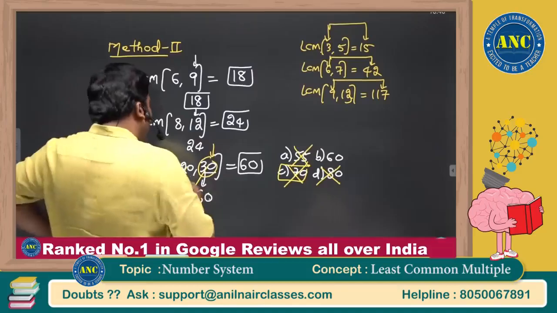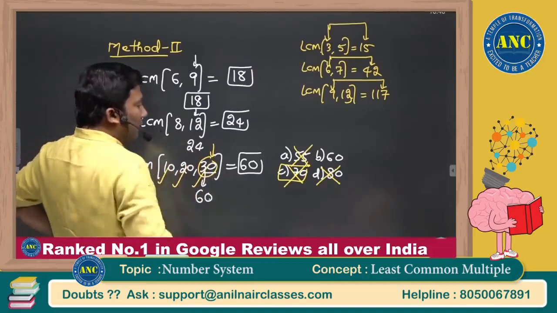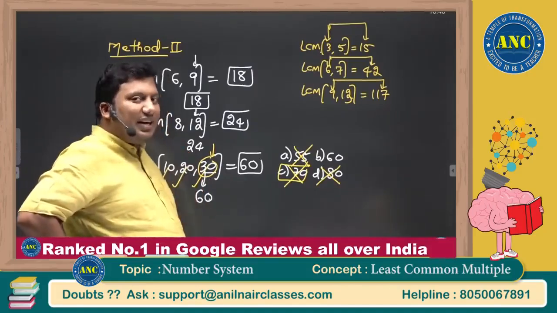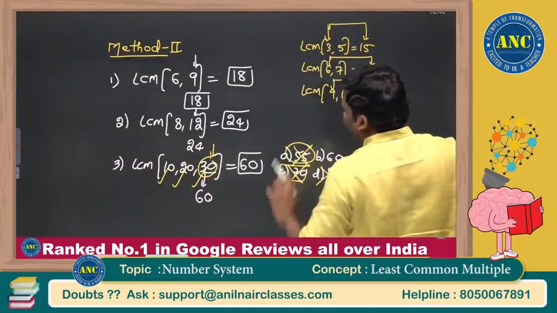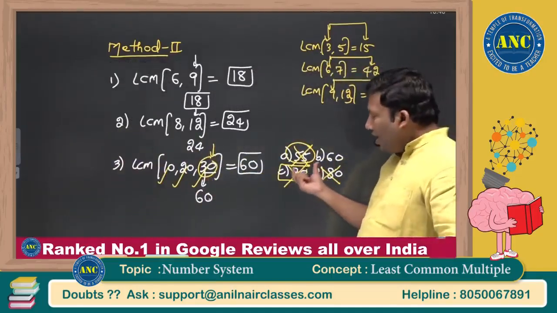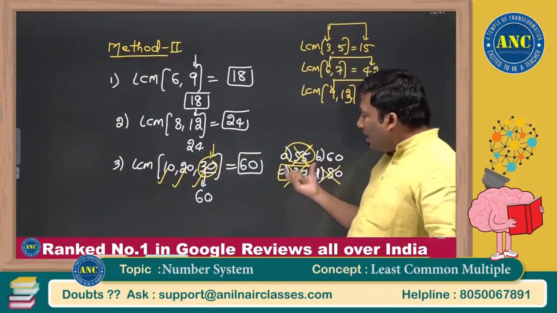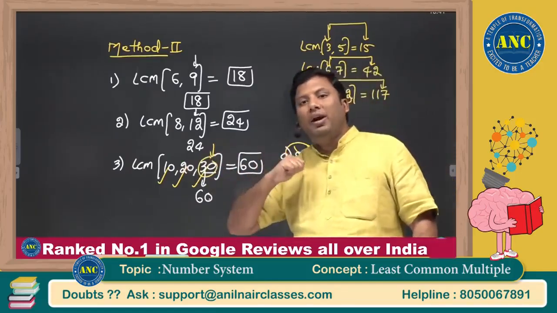So next I went to 10. The answer should be divisible by 10. If the answer is divisible by 10, the unit digit should be 0. 55 is not possible. The answer is 70. 70 is derived from 7 and 10. The answer is a multiple of 7 without the input being a multiple of 7.